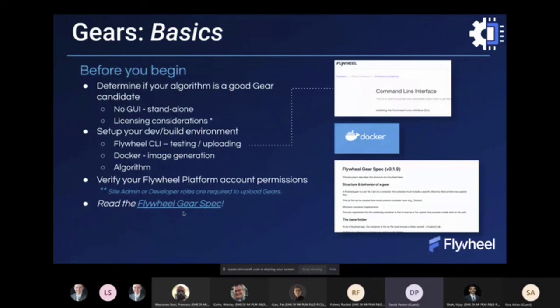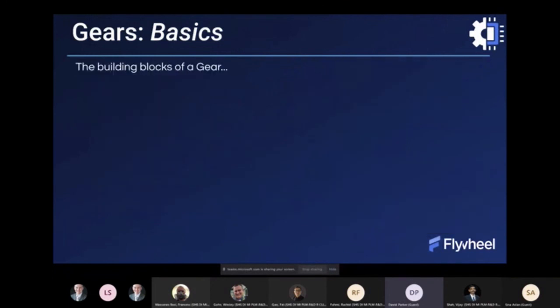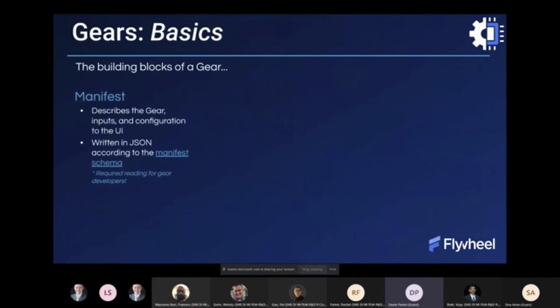And we do have plenty of documentation. The Flywheel Gear spec goes over all the things that I'm talking about here. The structure of gears, the structures of manifests, types of inputs that are valid, things like that. All right. So once you've identified an algorithm that's a good candidate, no GUI, standalone, all the libraries are Linux supported and all that, you're going to get down into the building blocks of your gear. So the manifest, the elusive manifest that I've mentioned now a number of times.